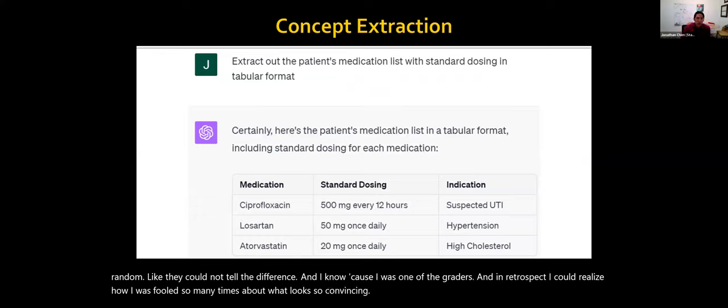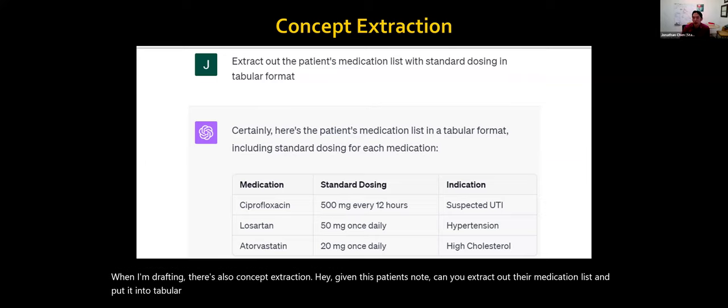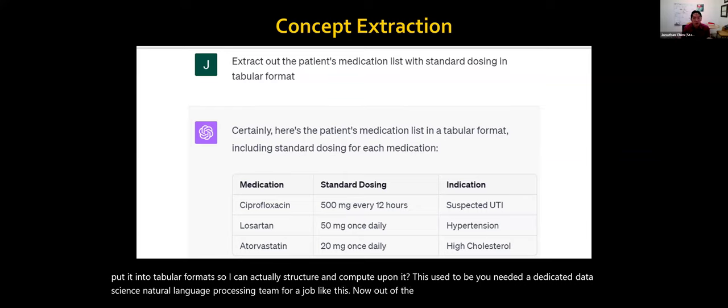Let alone drafting, there's also concept extraction. Given this patient's note, can you extract out their medication list and put it into tabular format so that I can actually structure and compute upon it? This used to require a dedicated data science natural language processing team for a job like this. Now, out of the box, you have pretty darn good functionality like this with very little incremental effort.